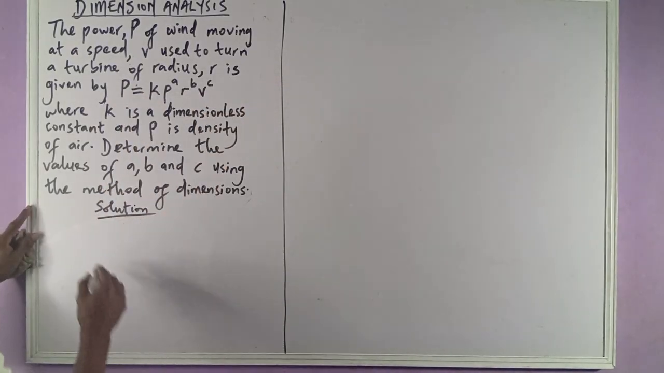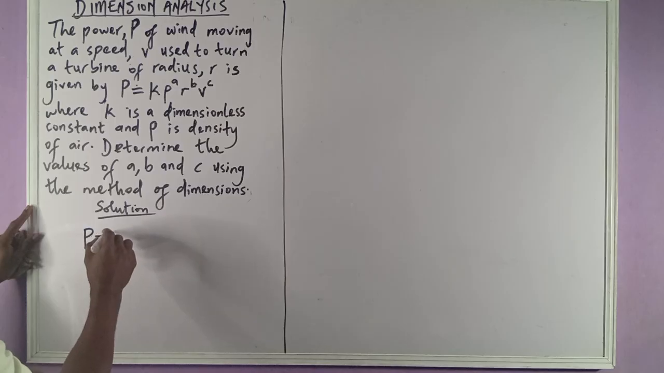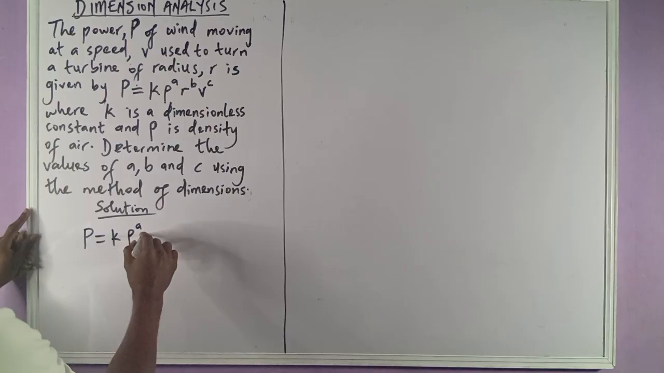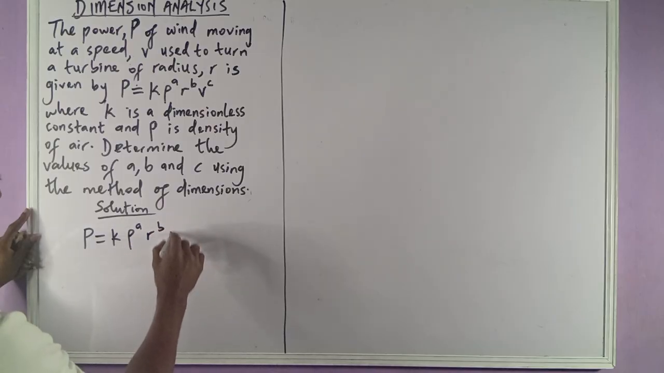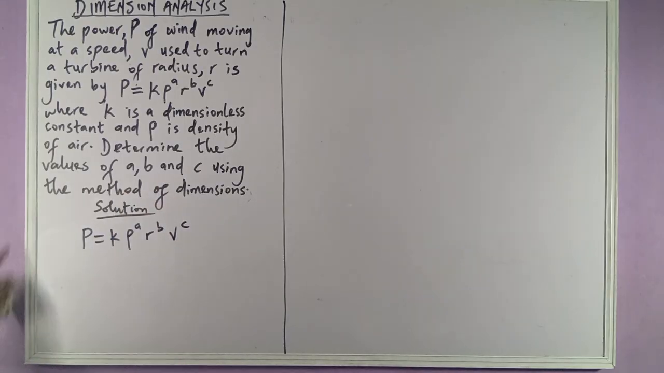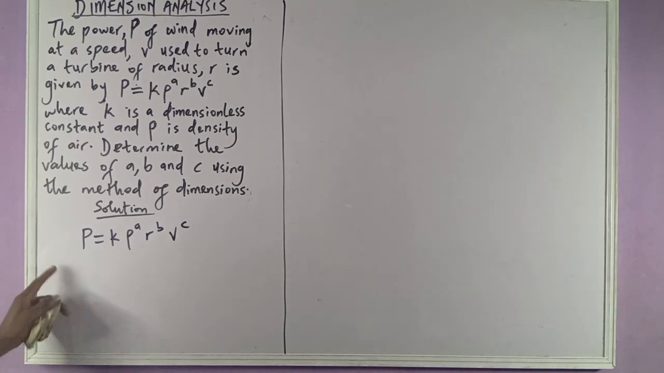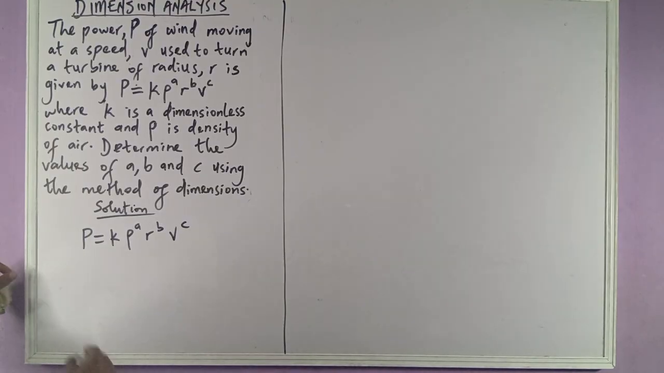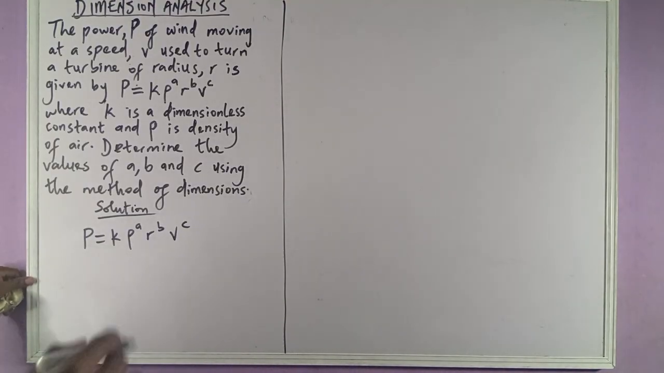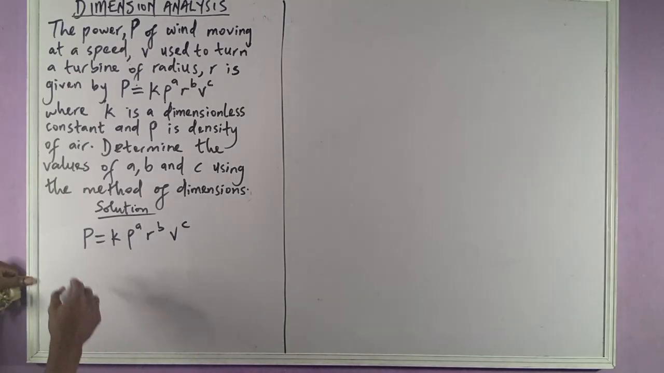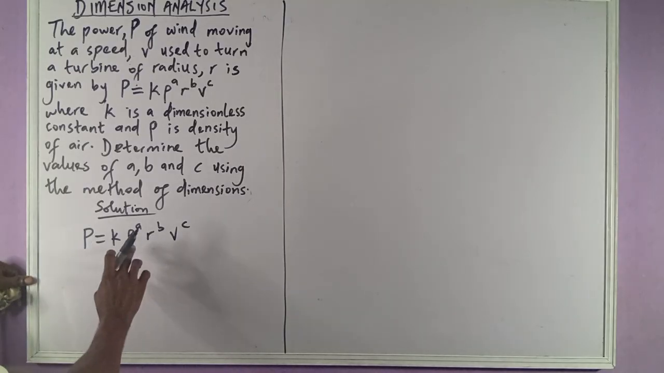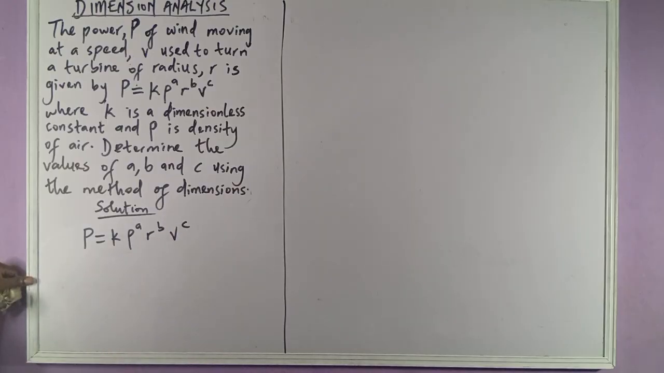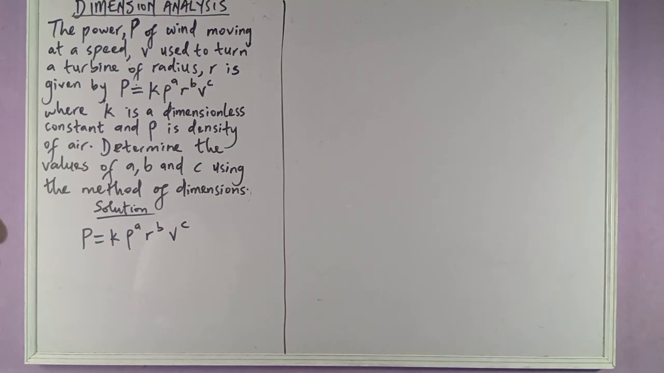Firstly, you bring out the equation P is equals to K rho raised to power A, r raised to power B, V raised to power C. And the next thing, substitute the dimension of the quantities for the quantities. So instead of writing the quantities P, rho, radius, V for velocity, rho for density, we are going to write their dimensions.